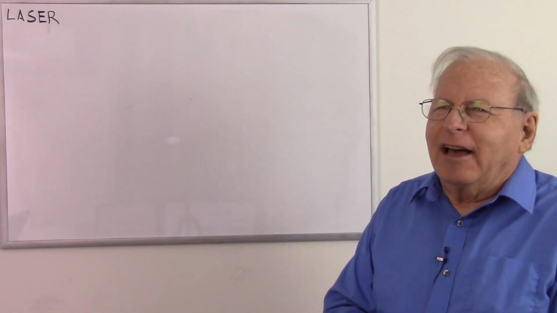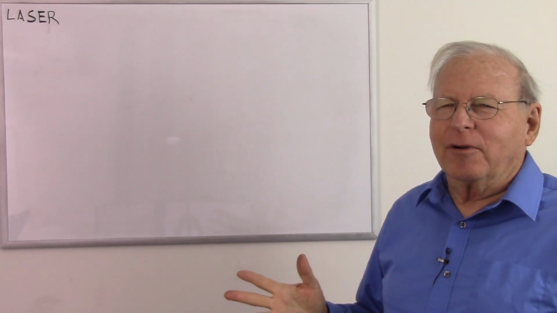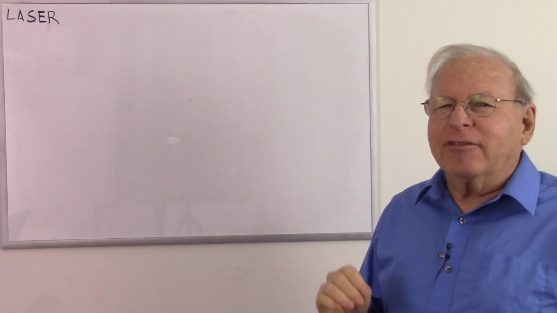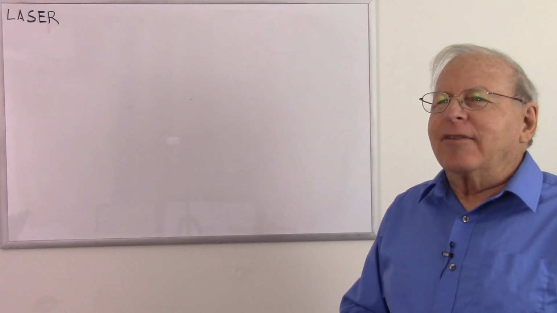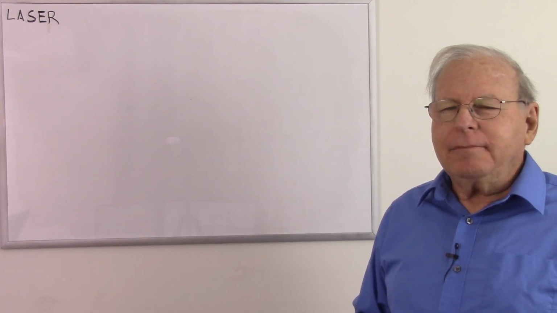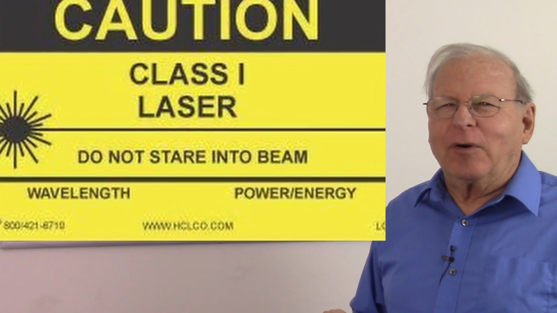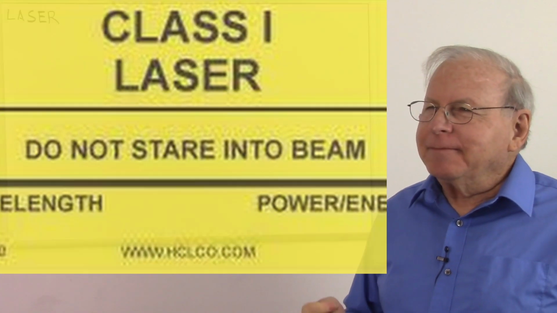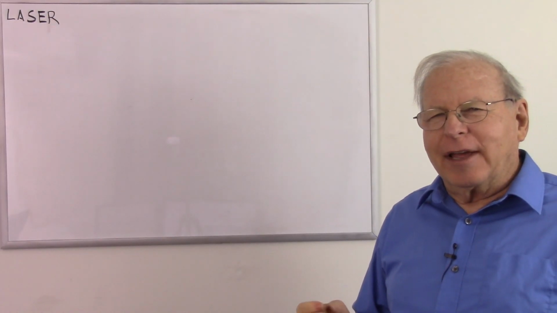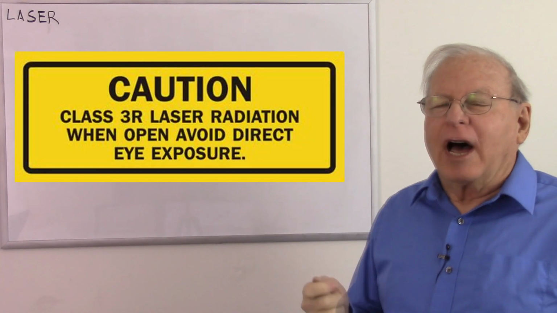Now they've changed the classification. They used to be called Class 3A. Now they're called Class 3 something else. But basically, if it's Class 3 or lower, it's safe to handle as long as you're not an idiot. Now, like a Class 1 laser, I think the warning is don't stare into the beam. Class 3 lasers and whatever class they show them now, the warning is do not look at the beam at all.